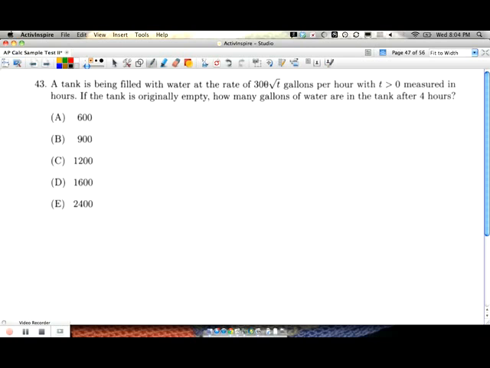Number 43, a tank is being filled with water at a rate of, oh wow, we got a measurement at a rate. And a tank is being filled. I wonder what kind of tank this is. Well, it doesn't actually say what kind of tank it is. It should, even though it doesn't. But let's see what happens.